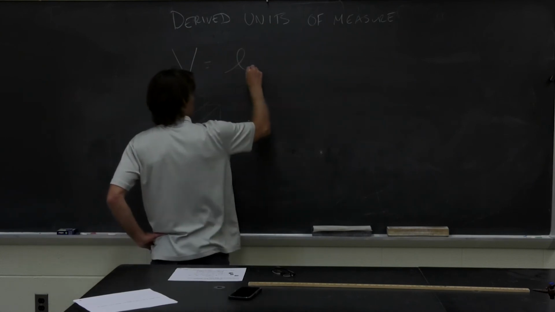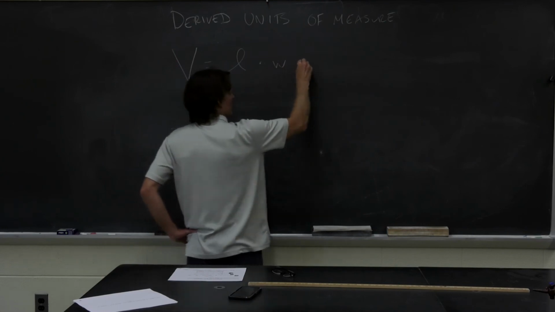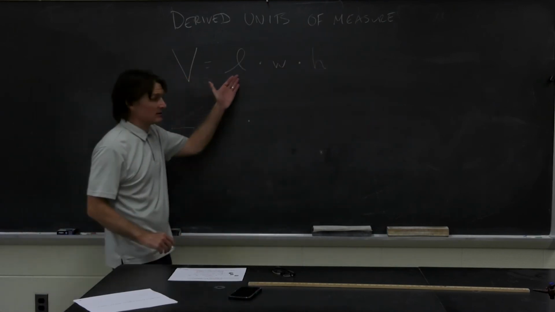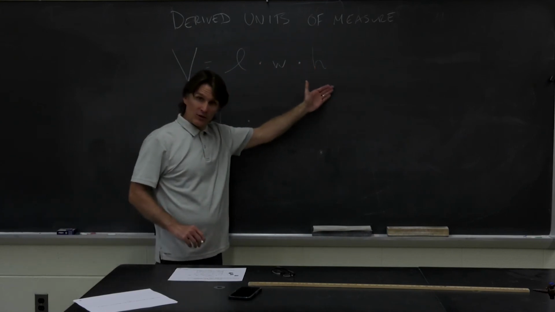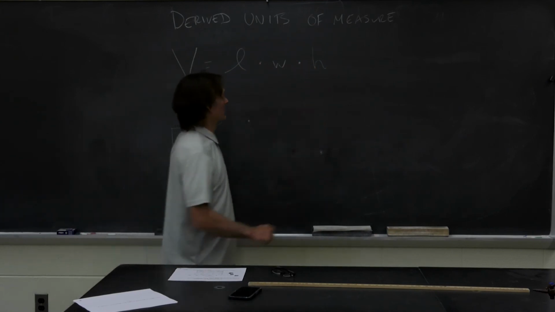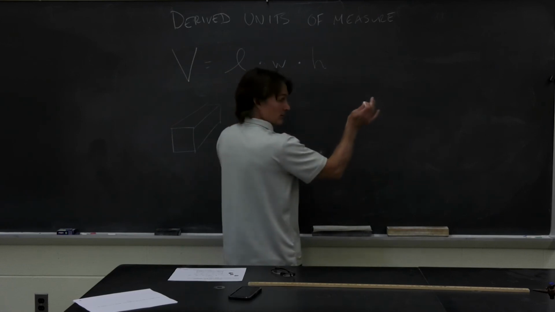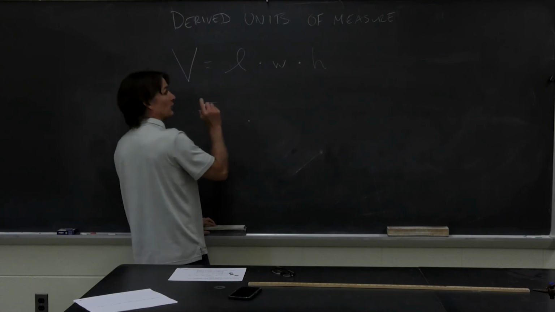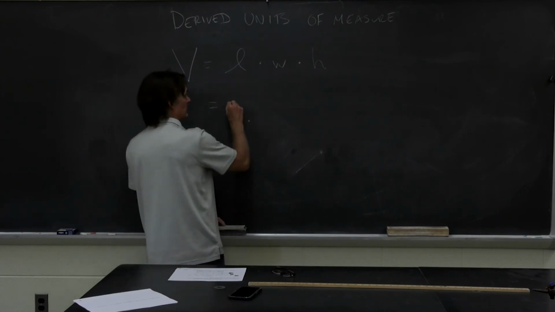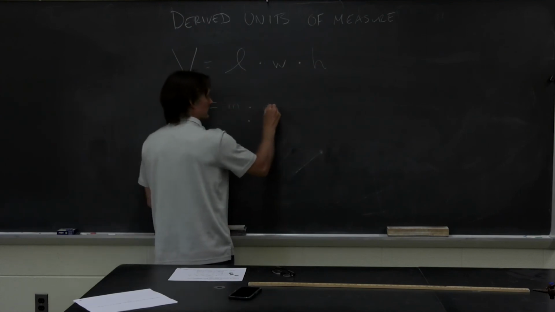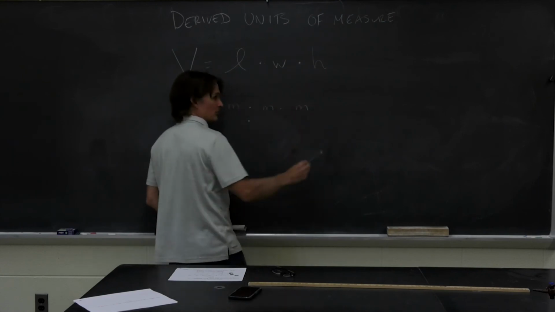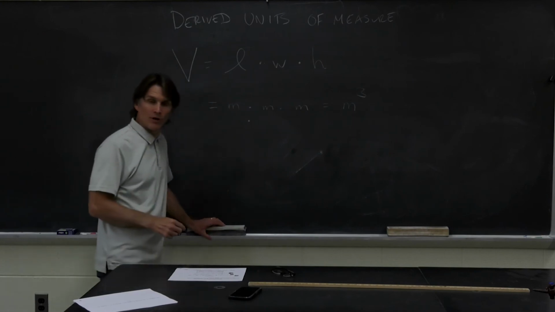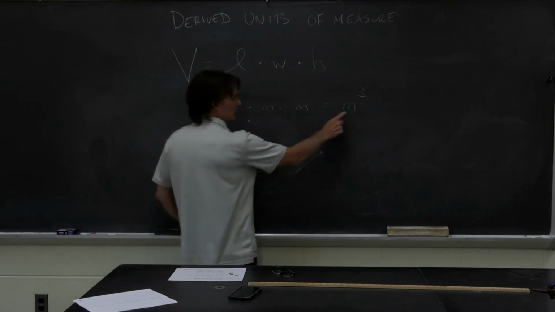That's going to be the length times the width times the height. We know that. So those are three length units multiplied together. So let's see. I'm not even going to worry about numbers. I'm just going to focus on units at this point. An appropriate unit for volume could be a meter times a meter times a meter, which would be a meter cubed. That's an appropriate unit for volume.